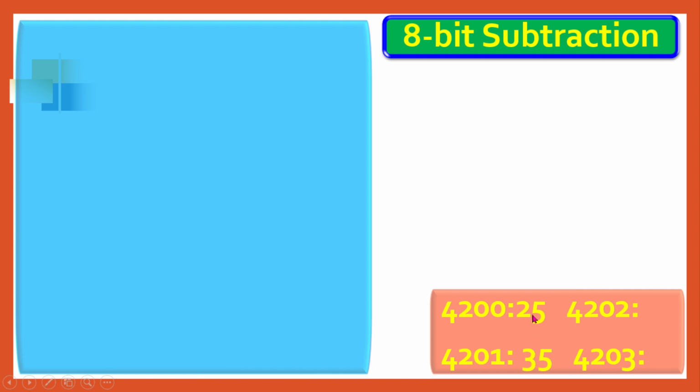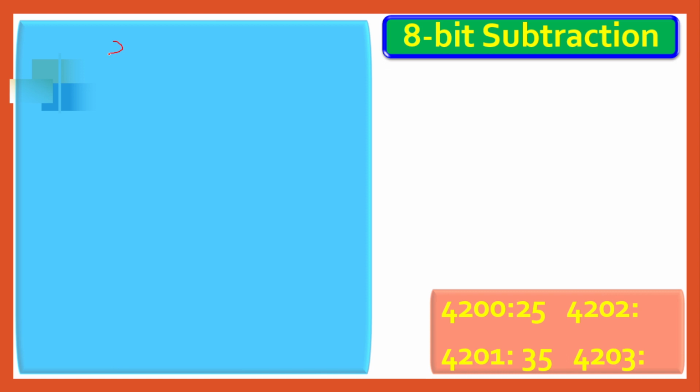25 minus 35, that is what we assumed. The data is available in memory, 25 and 35. These two are hexadecimal numbers, not binary or decimal numbers. So 25H and 35H. Let's do this in binary calculation, to see how binary subtraction happens in the microprocessor.